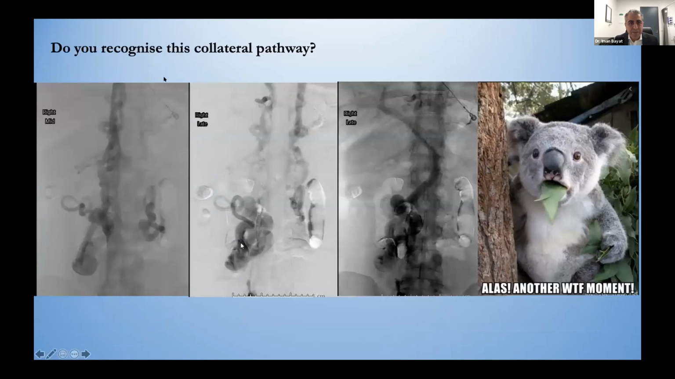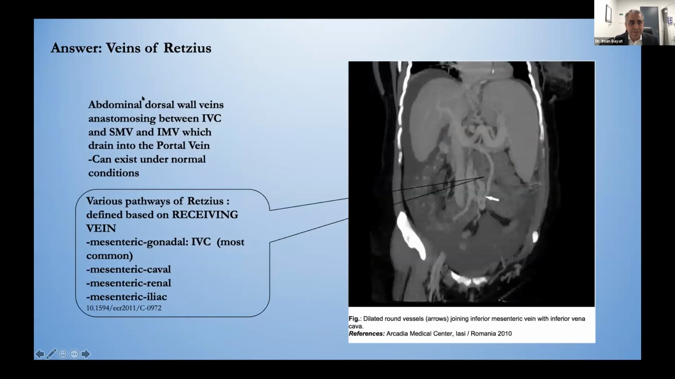Coming back to that abnormal collateral pathway, this one confused me initially, and when I did some reading, I found that it's the vein of Retzius, which is a connection between the IVC and the portal vein through the abdominal dorsal wall veins.